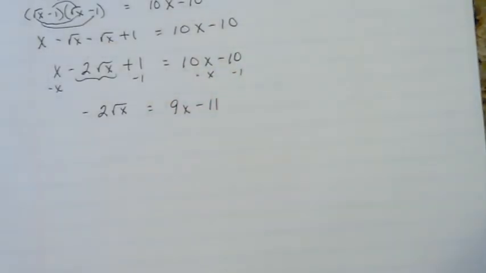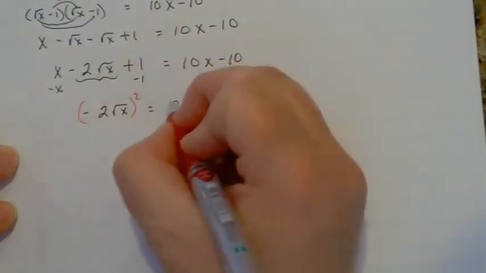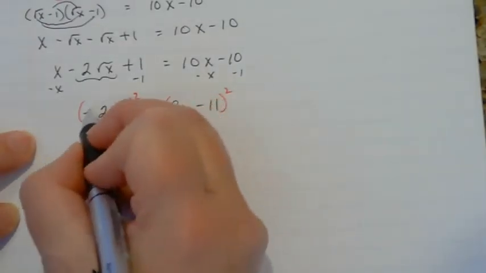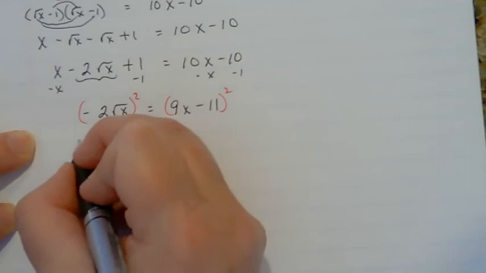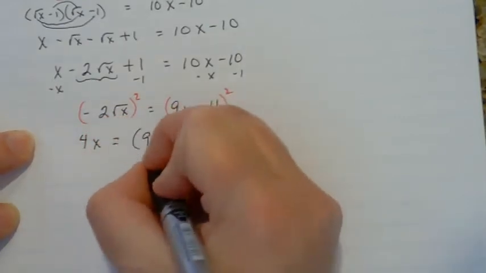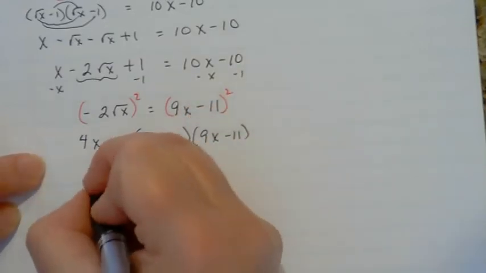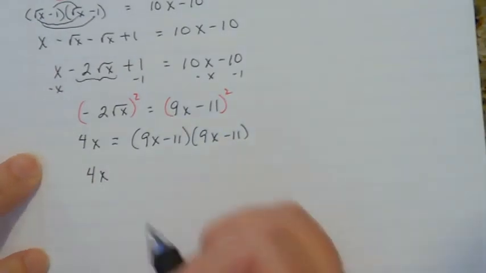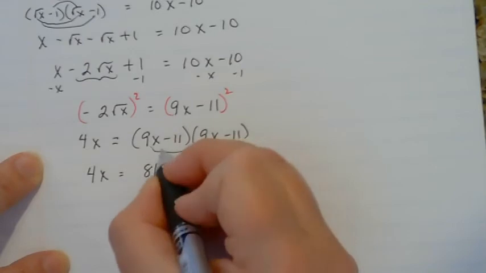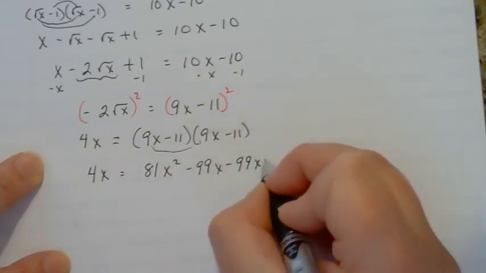So the next step then would be to get rid of that radical by squaring both sides. So over here, I square the negative and get a positive. I square the 2 and get 4. Square root the square root of x and I get x. And then I have 9x minus 11 times 9x minus 11. So 4x equals 81x squared minus 99x minus 99x plus 121.